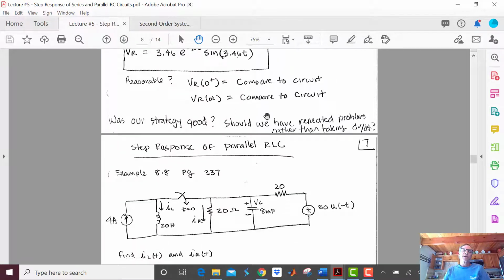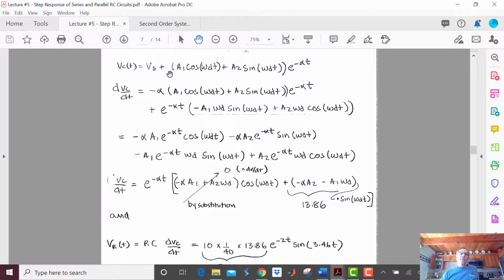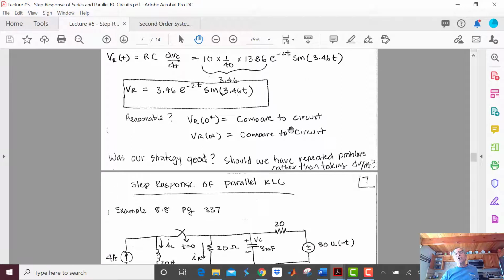I'm going to say that our decision was not really a good one because we had to take that nasty derivative of this sinusoidal term and use the chain rule. I think it would have been easier to have just calculated the initial conditions for the voltage across R. And I encourage you, go back and do that. Stop the lecture and go back and do it that way. Or in other words, get VR at t equals 0, dVR/dt at 0 plus, and VR at infinity. So try it that way, and you better get the same answer that we have right here.